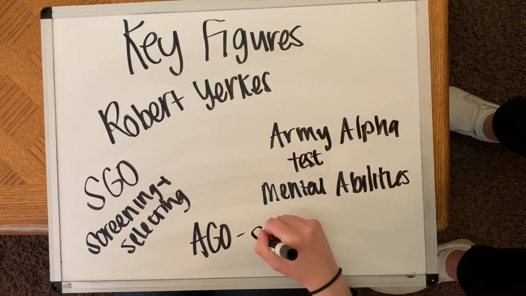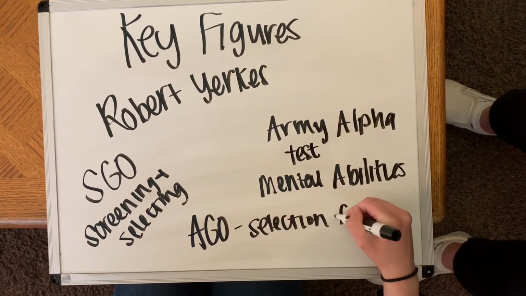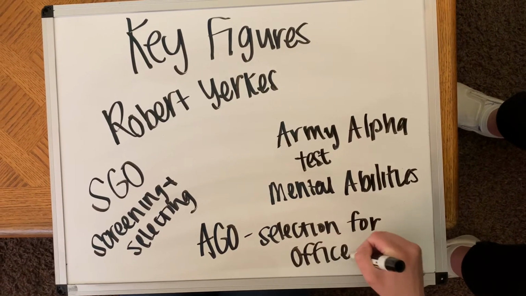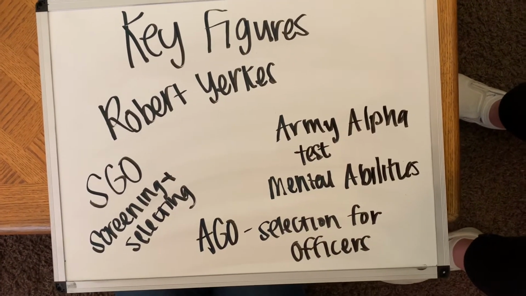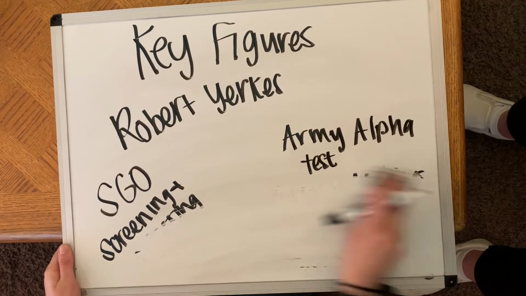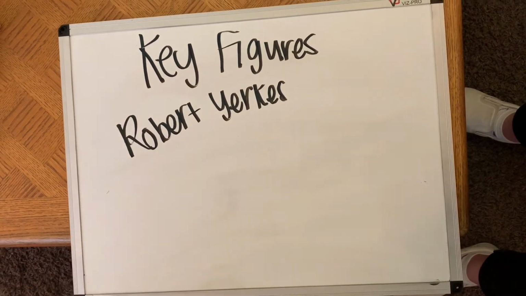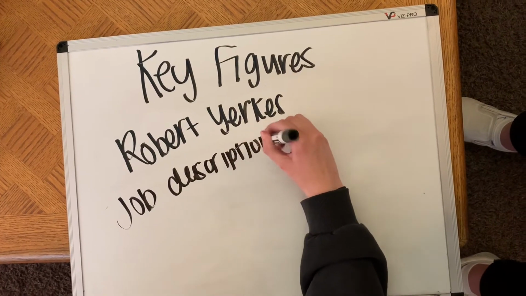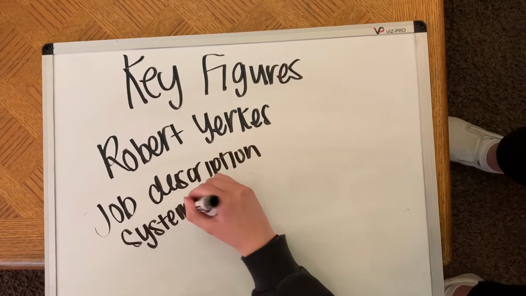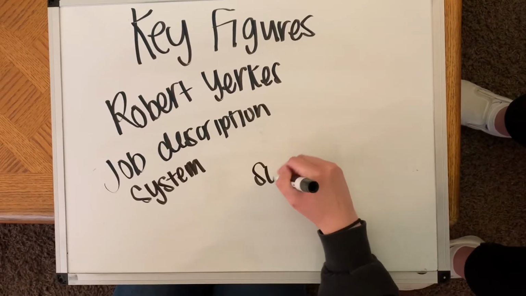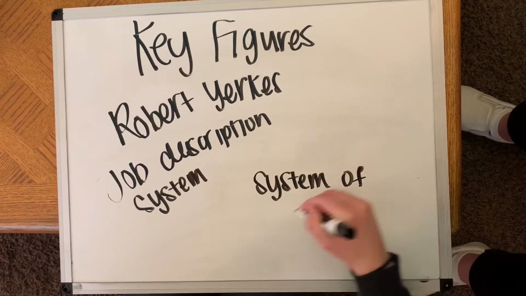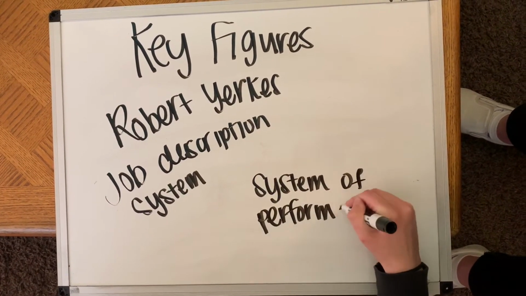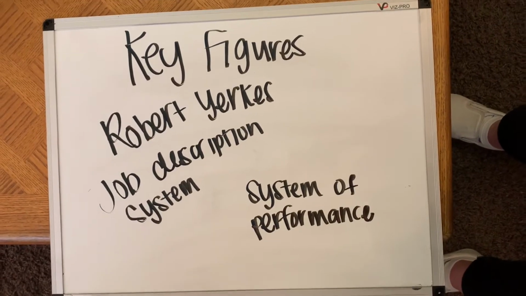He then organized a group under the Adjutant General's office with the goal to develop selection methods for officers. So they basically created a catalog of occupational needs for the Army. So essentially a job description system and a system of performance ratings and occupational skills tests for officers to look back, and they can go over their performance ratings.